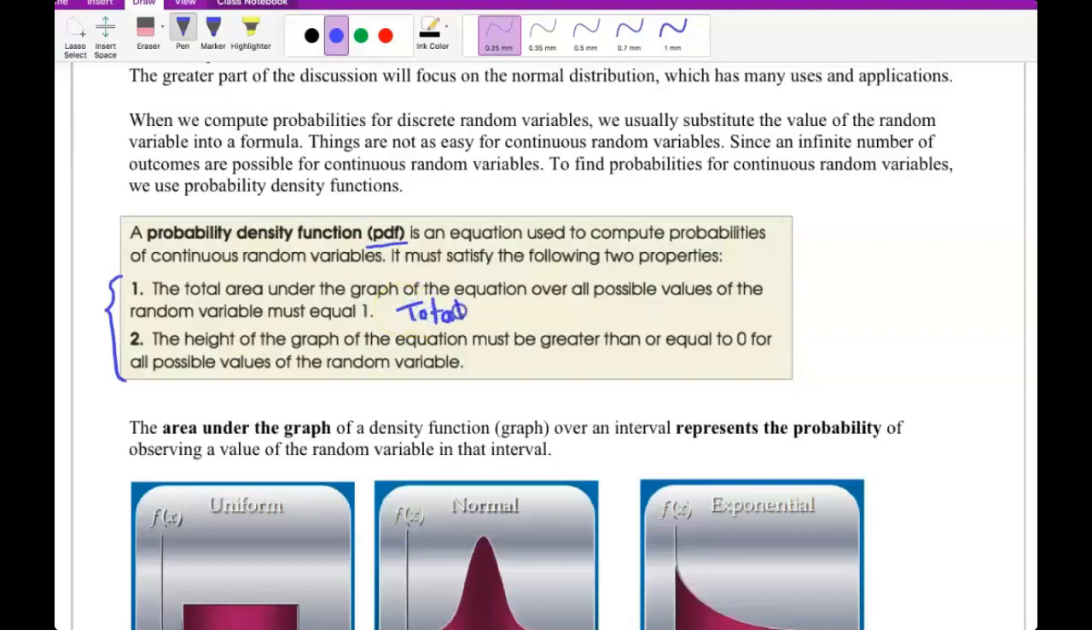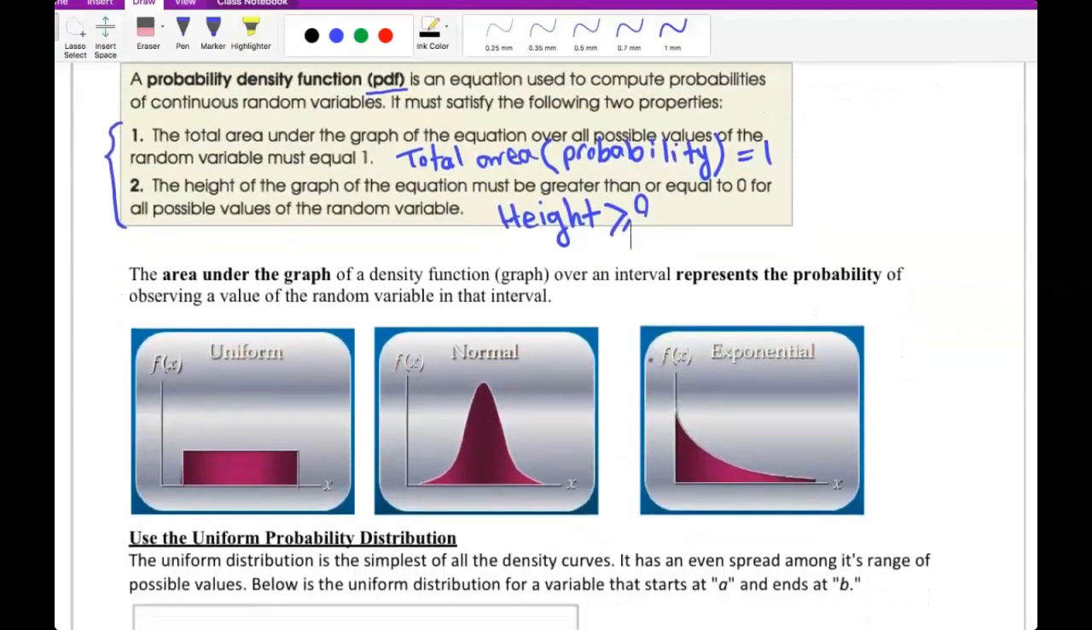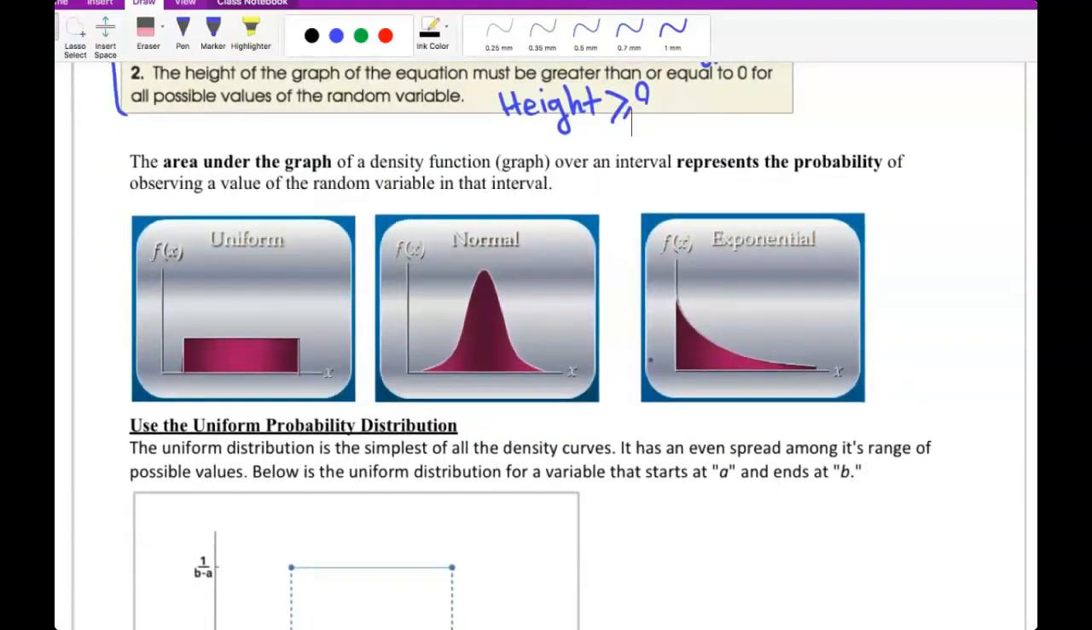So total area also means proportion and probability. So probability is equal to 1 or 100%, and here height is greater than or equal to 0. Okay, so the area under the graph of a density function over an interval represents the probability.